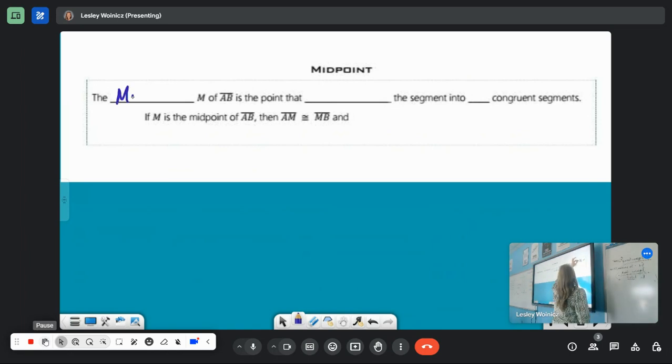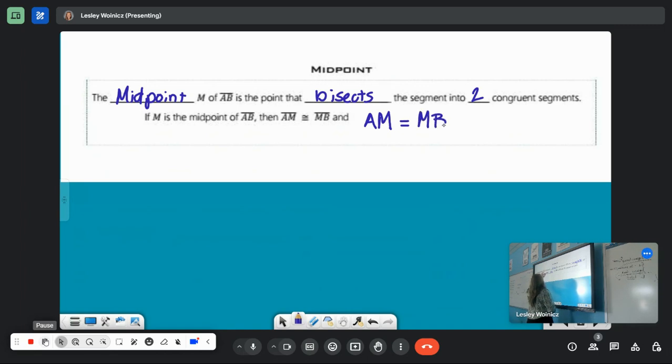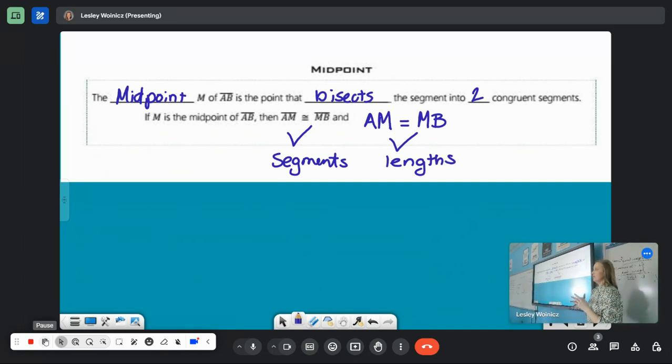Okay, the midpoint. M of AB is the point that bisects our segment into 2 congruent segments. If M is the midpoint of AB, then AM is congruent to MB, and the length AM is equal to MB. So these are segments. These are lengths. Remember how much I ranted about the notation. This is important. Did I write the same thing? Not the same thing.